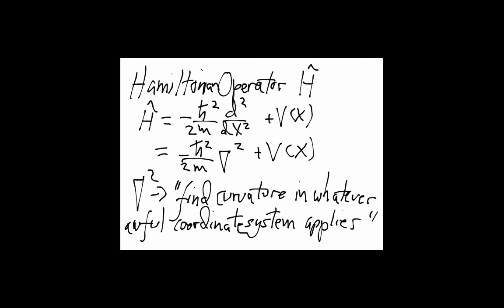So that's a bit of abstraction that we'll use later on. Sometimes these second derivative expressions can get kind of complicated, but don't panic. The del squared just says go ahead, go into the right units, go into the right coordinate system, and then figure out the second derivative as necessary.